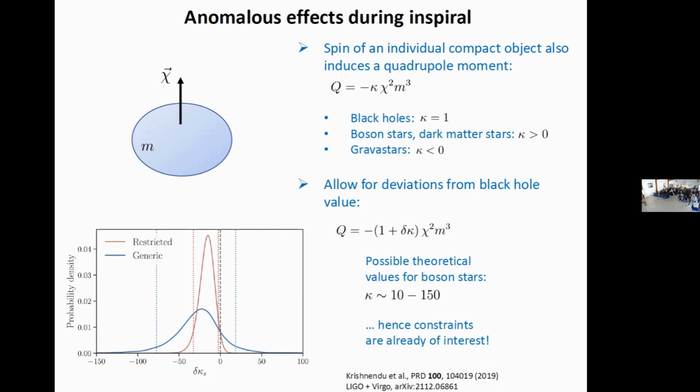So if this is a measurement of a relative deviation in something, you might say, oh, that's a very poor measurement. Well, yes, in a sense. Except that for boson stars, which I keep going back to, possible values for kappa range between 10 and 150. And so this already is starting to become an interesting measurement.